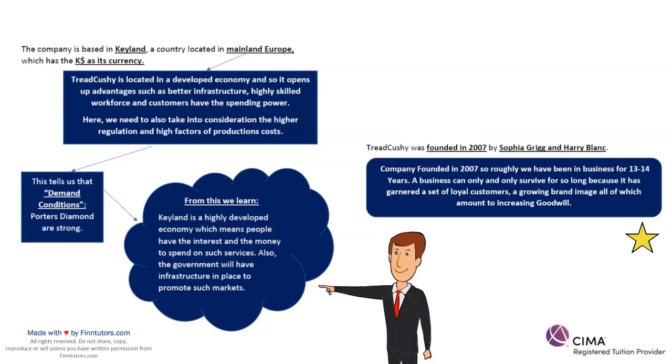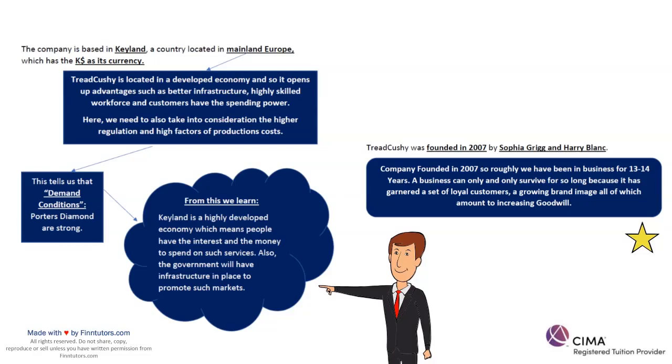So make sure you're just with me and understanding. Moving on, they've also told me that TreadCushy was founded in 2007 by Sophia Grigg and Harry Blanc. So the company has been functioning since 2007. So roughly we've been in the market for 13 to 14 years. Now, think logically. Do you know any business in the whole wide world that has existed for 13, 14, or 15 years and has not done well, or has survived by making perennial losses? I don't think it's possible.